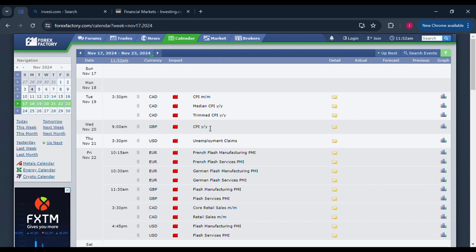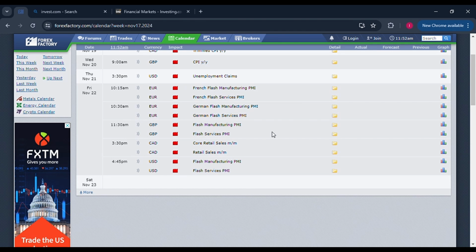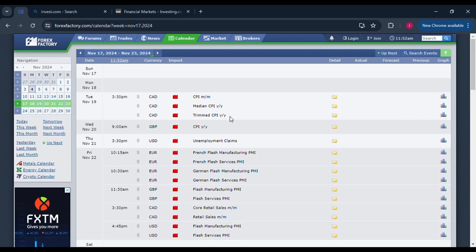Also CAD, Canadian dollar, on the 19th of November. Time is 3:30 in the afternoon. So we have to be very, very careful and wait for those things. I don't want to be busy on those days. Sometimes I go to work because I do something outside, other than forex trading. I don't do other stuff.